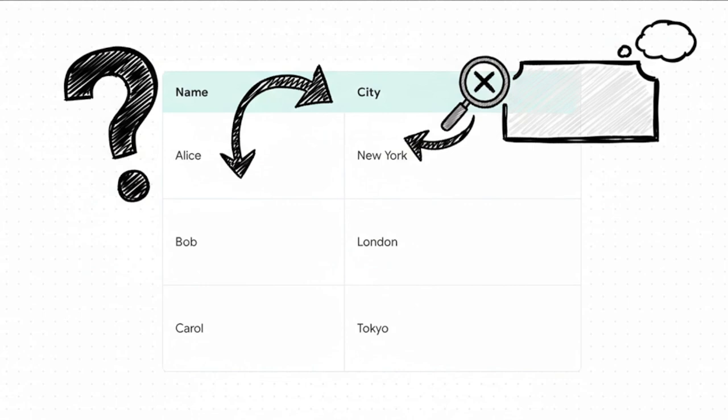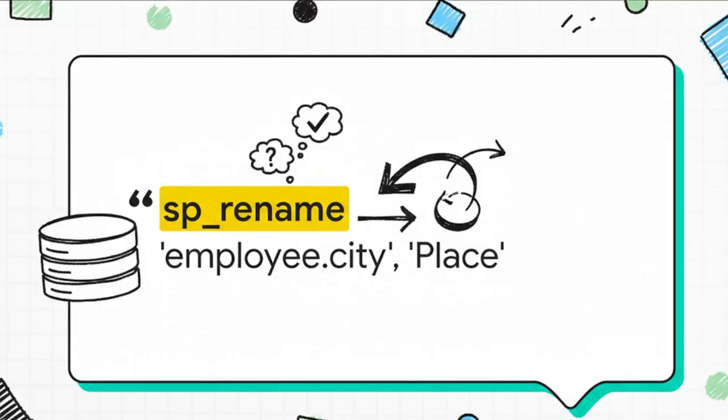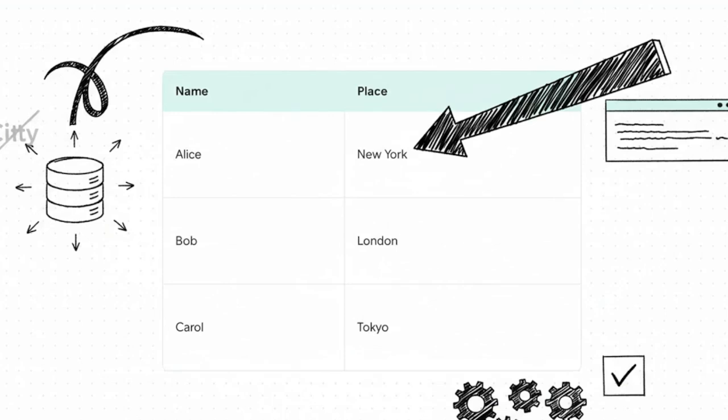Pretty standard stuff, right? But let's say we decide, you know what, city isn't really the best name for that column. We'd rather call it place. Well, we can run a command just like this one to tell the database, hey, go find the city column in the employee table and just rename it to place. And after running that command, the table structure itself is instantly modified. See? The column is now called place. So we can update not just the data in the table, but the table structure too.